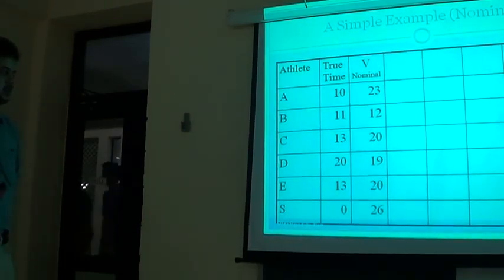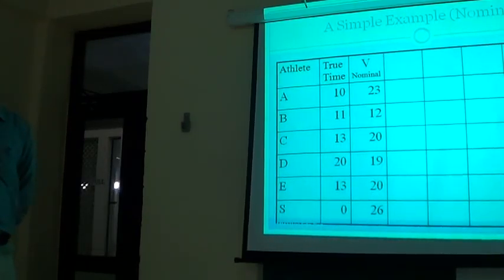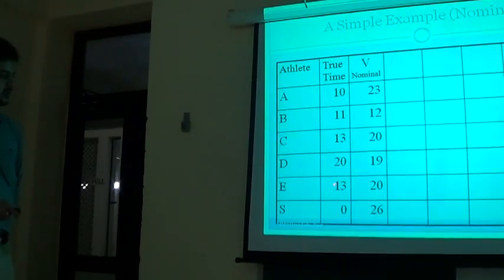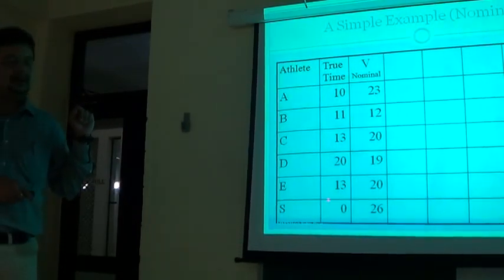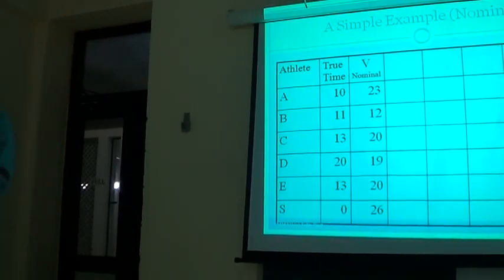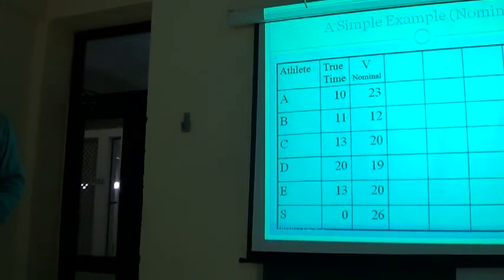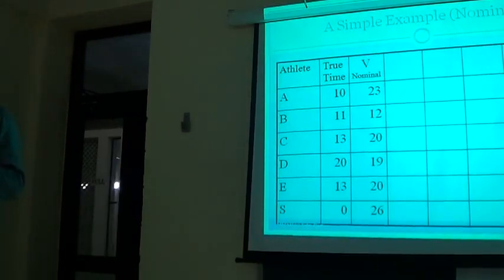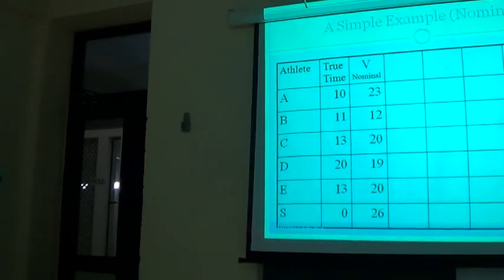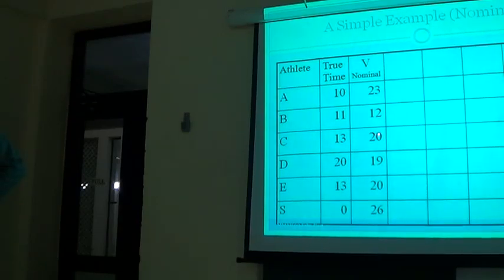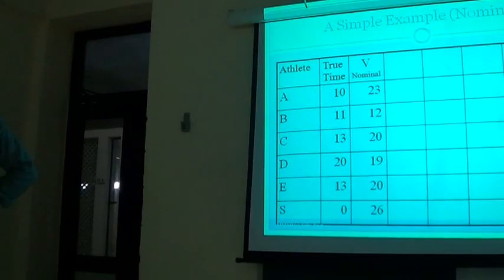10 is 23, that really makes no sense. 11 is 12, no. 13 is 20, okay? 20 is 19, 13 is 20. See, 20, 20 is the same. So if two athletes have exactly the same time of finishing, that is preserved in this watch. So same or different is the only thing that this watch is going to show you. Okay, so are you getting the point? Yes? So 13, 13, here is 20, 20. So same or different is what that particular clock has captured.